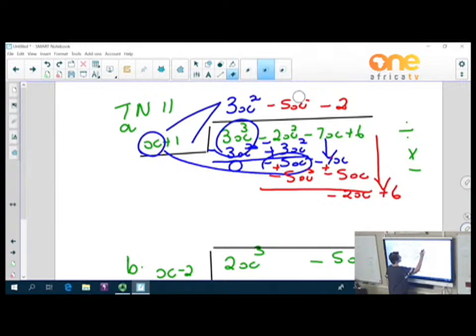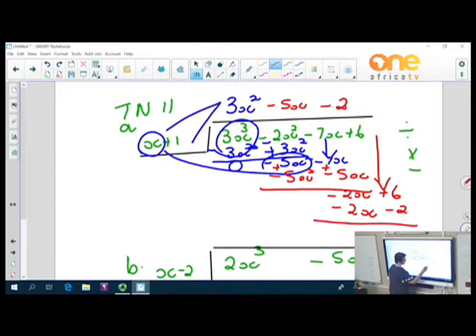Here's a mistake. This one will be negative 2x. Negative 2 times, so it's negative 2x and negative 2. Subtract, change the second signs and add. So this one is 8. So that means it is remainder 8. And in this question, they also asked you, what is the quotient and what is the remainder? This is the divisor, the quotient, and the remainder.